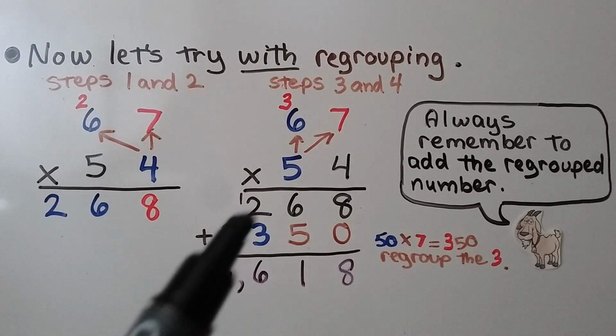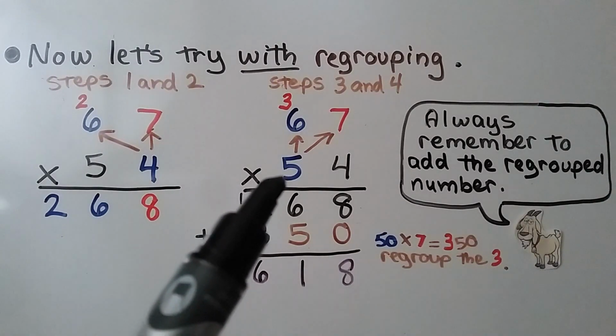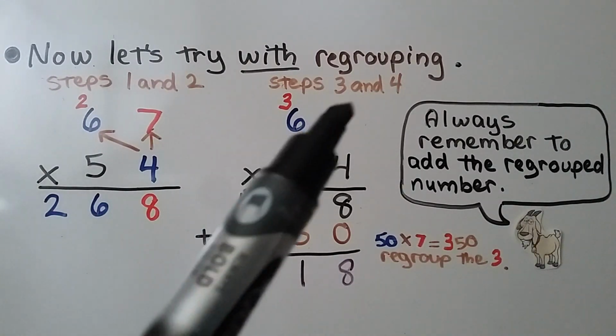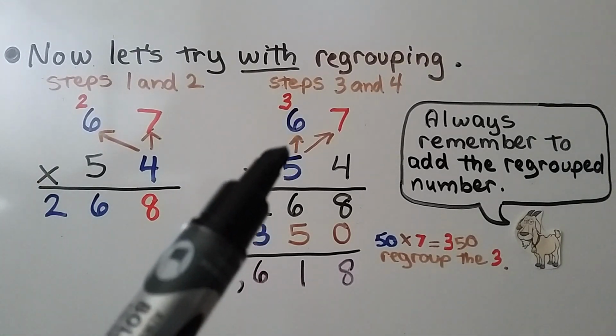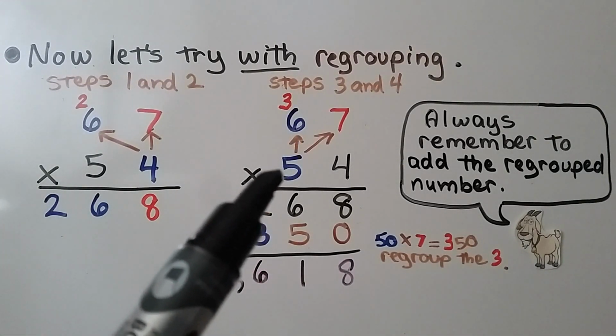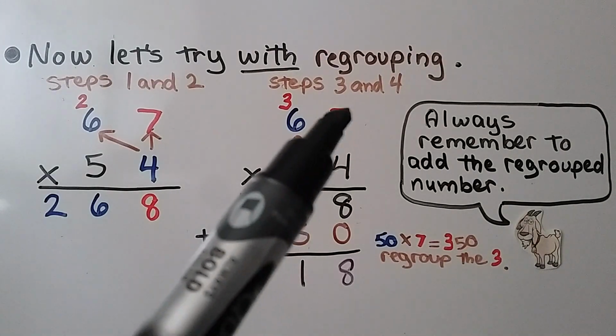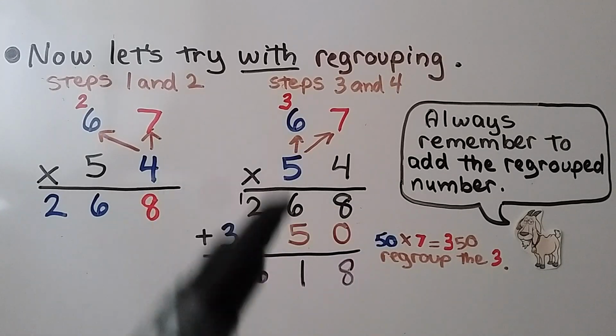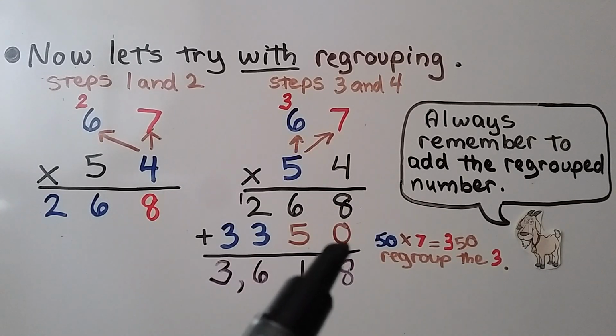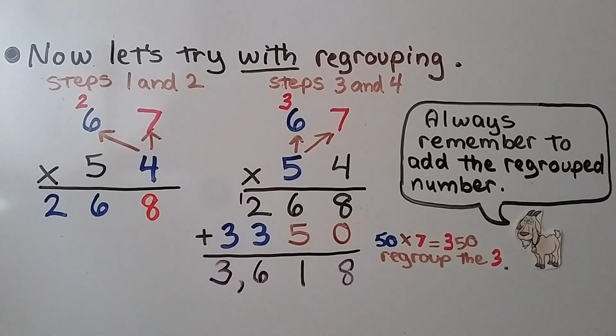For steps 3 and 4, we're going to start here with the 5 in the tens place, and we're going to lean off to the right up here. Then we're going to go straight up. So we have a 5 tens, right? Because that's a 50. That's 5 tens times 7. So that's 350. We regroup the 3 and we can put the 50 down. And see how that's always a 0? It's always a 0, isn't it?